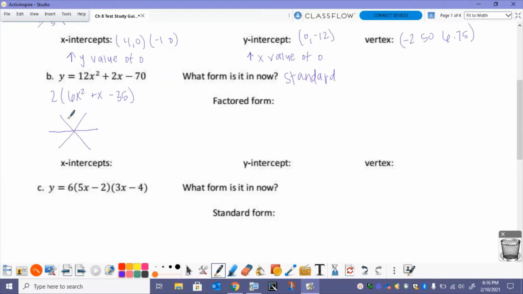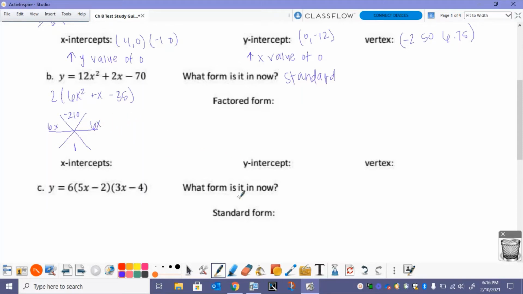All right, so a times c goes at the top, 6 times negative 35. It's going to be negative 210. And then b goes in the bottom. Remember, if it's just x, that is understood 1, okay? And then ax on the side, so 6x on both sides.